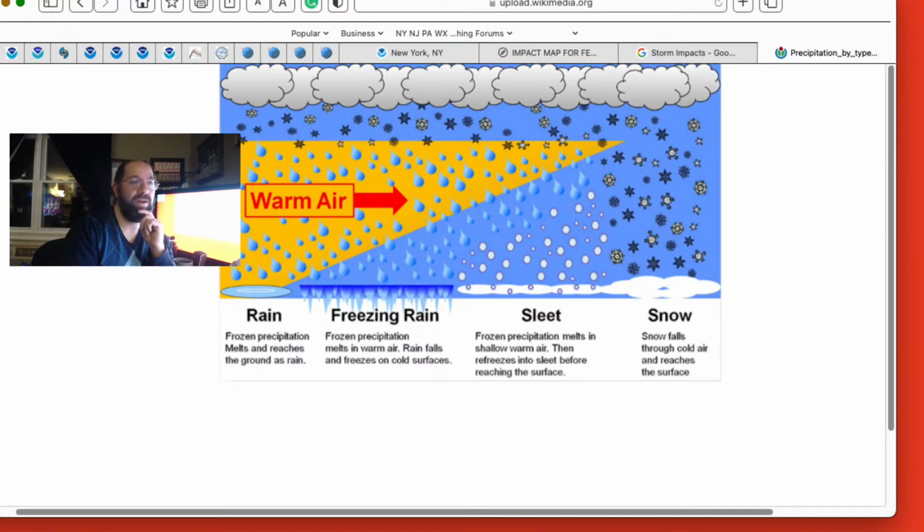It might not be a bad idea to do this as a winter chat, like a winter forecast chat, seasonal chat type of situation. I mean, heck, people really like that.